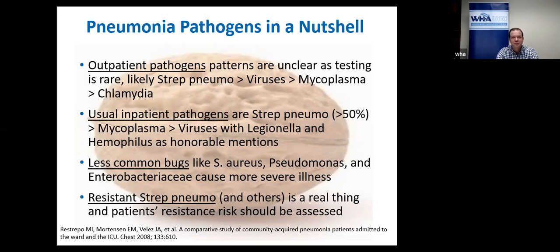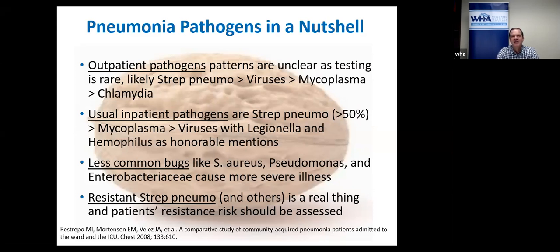Less common bugs out there are Staph aureus and Pseudomonas and the Enterobacteriaceae. So basically, Staph aureus is a particularly nasty gram-positive, and then Pseudomonas and Enterobacteriaceae are gram-negative organisms. We don't usually expect to find gram-negatives in the respiratory tract, but they can absolutely get in there, and when they do, they wreak havoc. So these are organisms that are particularly virulent and need to be on our radar because they are at high risk for resistance and at high risk for causing significant morbidity and mortality.